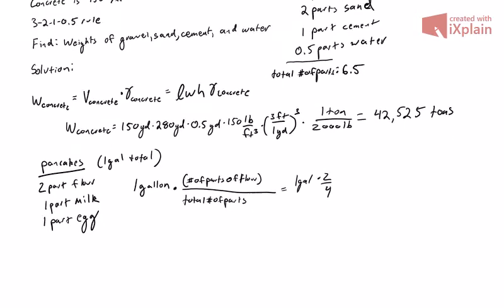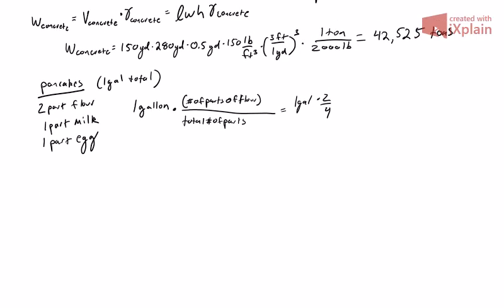So let's see what this looks like when we actually do all of our math. I'm going to show you how I do these problems, which is kind of sequential, where I set up every single one of these equations and then solve them all straight down the line really quickly. So we know we want the weight of gravel, the weight of sand, the weight of cement, and the weight of water.